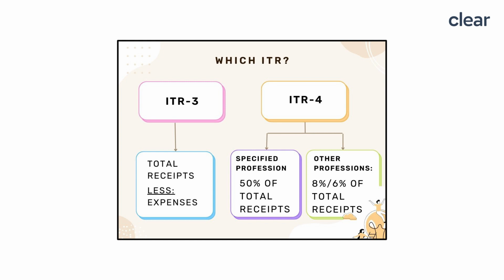Say you are offering services other than these specified professions and the total income from your business does not exceed Rs 2 crore, then you can go ahead and pay tax on only 8% of your income, and this can be further reduced to 6% if all the transactions done by you are in digital modes like say account payee checks, account payee bank drafts or any other electronic mode of payment.